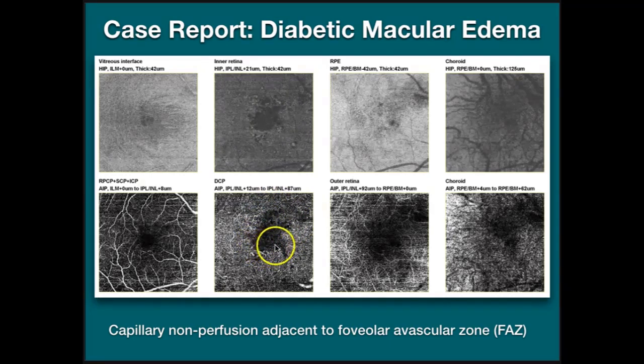Rather than just having a lack of capillaries in that small central area, there's been capillary dropout around the rest of the fovea. No neovascular membranes can be seen in any of the other layers. So this patient has had long-standing diabetes.